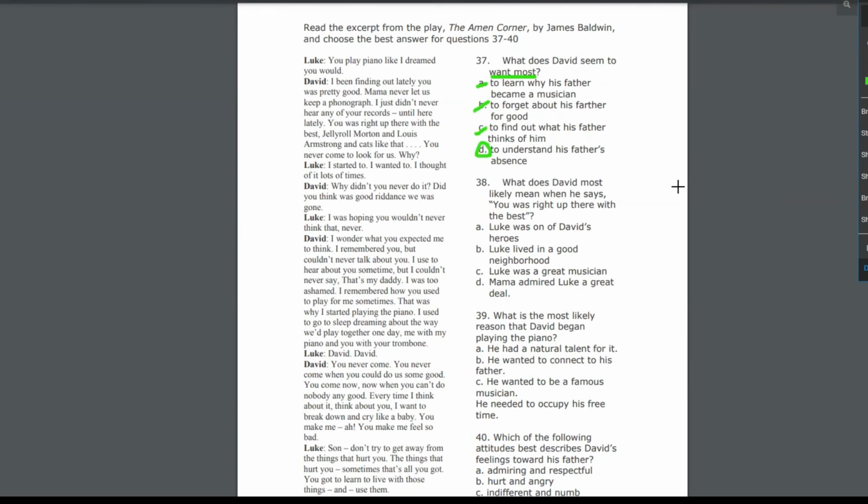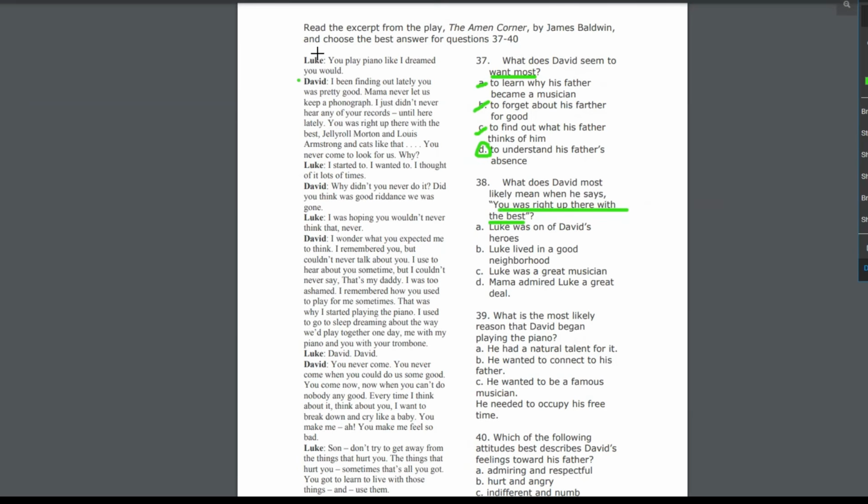If you look at 38, it says, what does David most likely mean when he says, "you was right up there with the best?" So that was located in, was it in the first paragraph? Okay, yep. So if we look here, it was located right here.